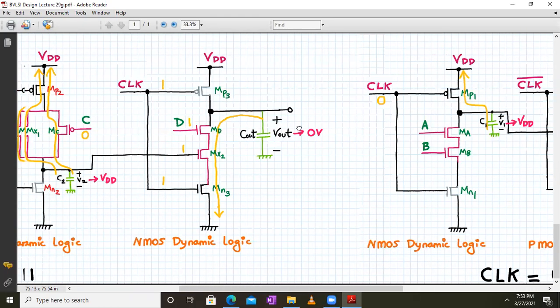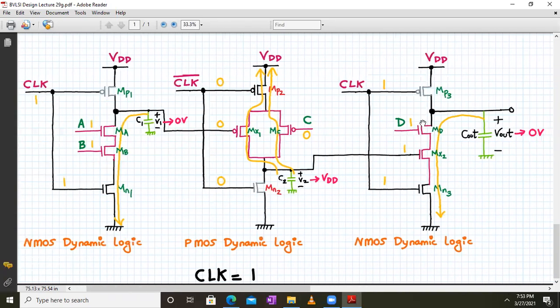Now let us consider the case when the clock is 1, and let us say all the NMOS and PMOS logics are active. So when the clock is 1, your MP1 is off and MN1 is on. Let's say A and B inputs are also 1 and 1. So your C1 capacitor discharges to the ground via MA, MB and MN1. That means my V1 voltage will become 0 volt.